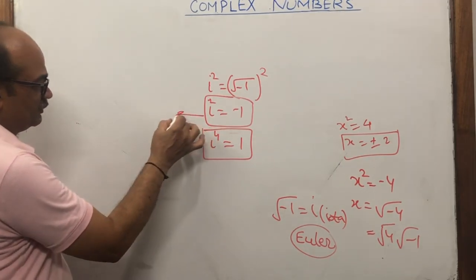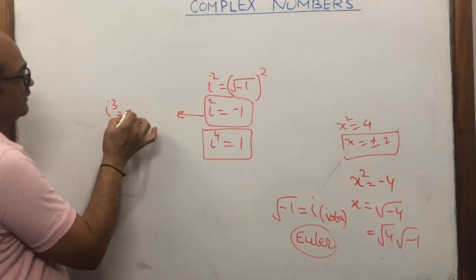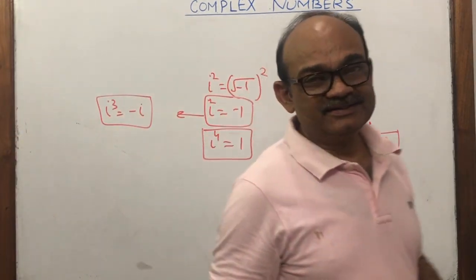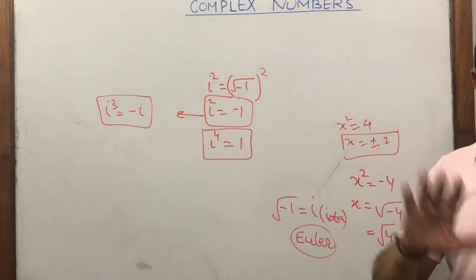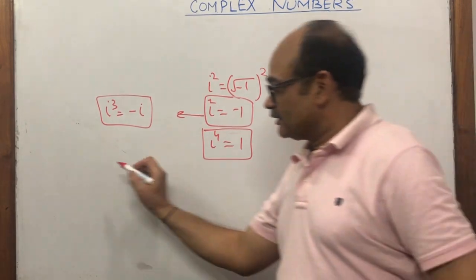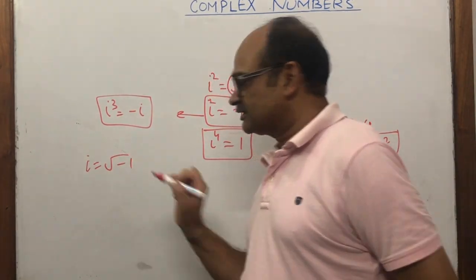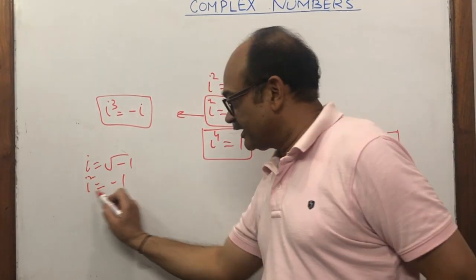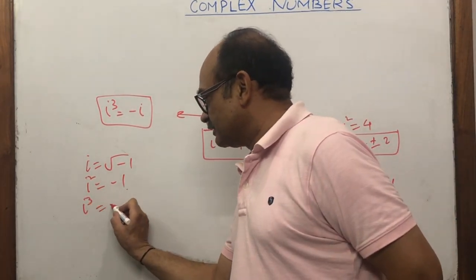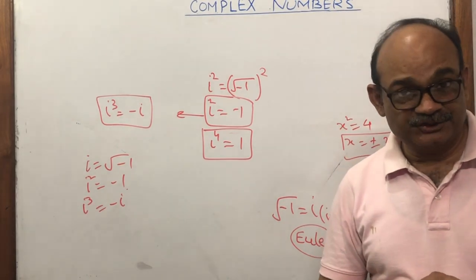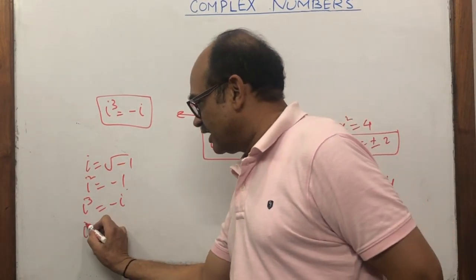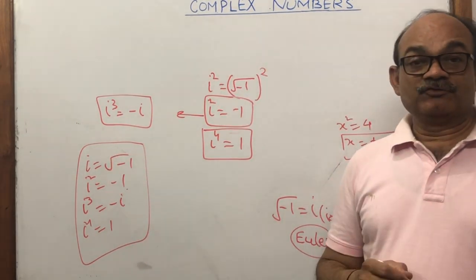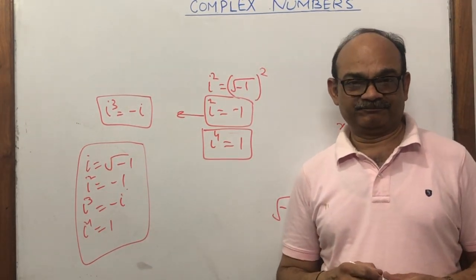And if we multiply both the sides by iota, what are we getting? Iota cube equals to minus iota. So these are the four conclusions: iota equals root of -1. Iota square is -1. Multiplying both the sides by iota, that is minus iota is iota cube. And if we square it, iota 4 equals to +1. These are said to be the fourth roots of unity.